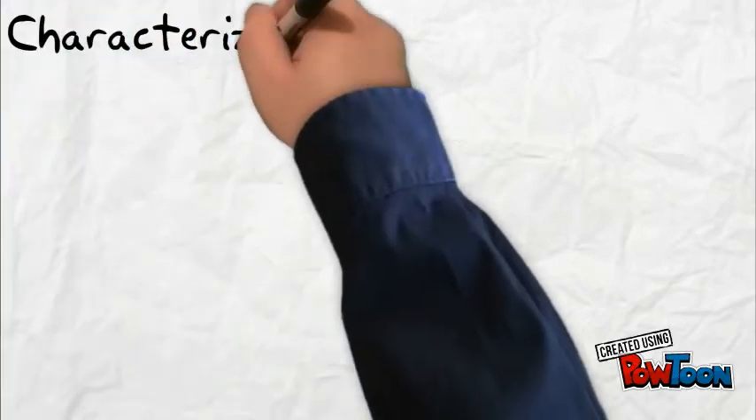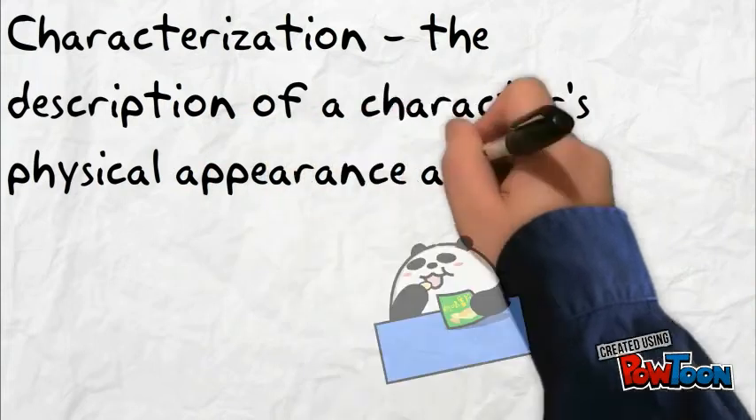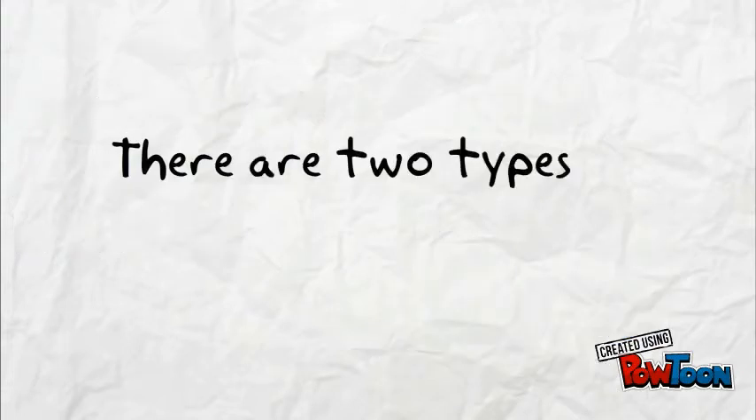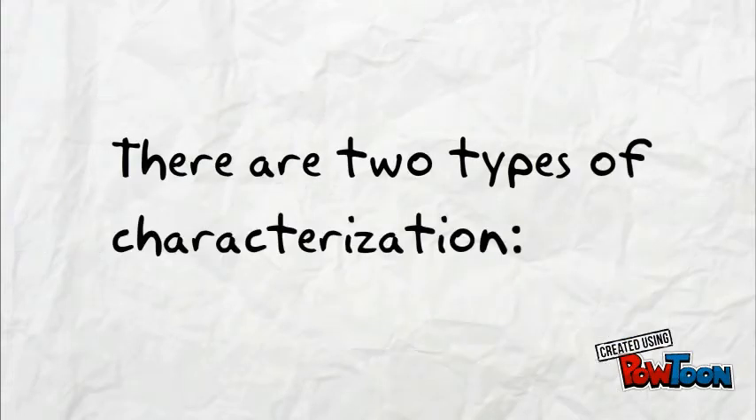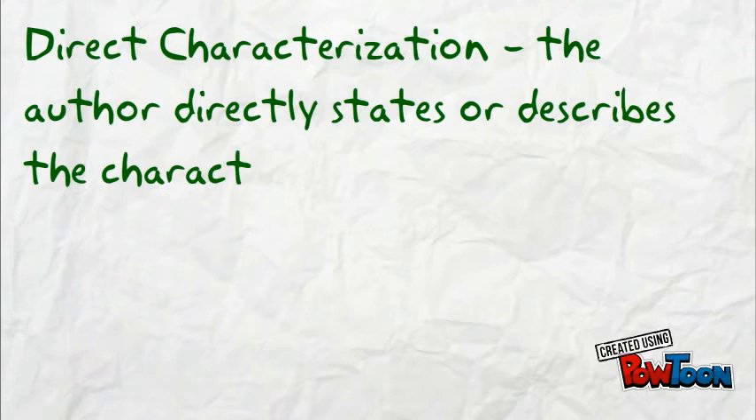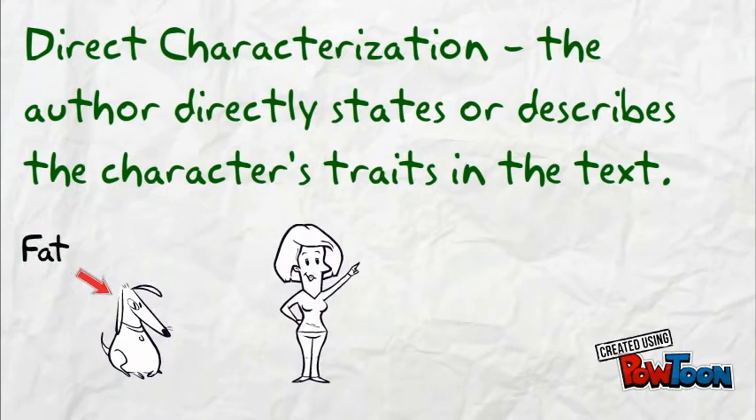So what is characterization? It's the description of a character's physical appearance and/or their personality. There are 2 types of characterization. One type is direct characterization, which is when the author directly states or describes the character's traits in the text.